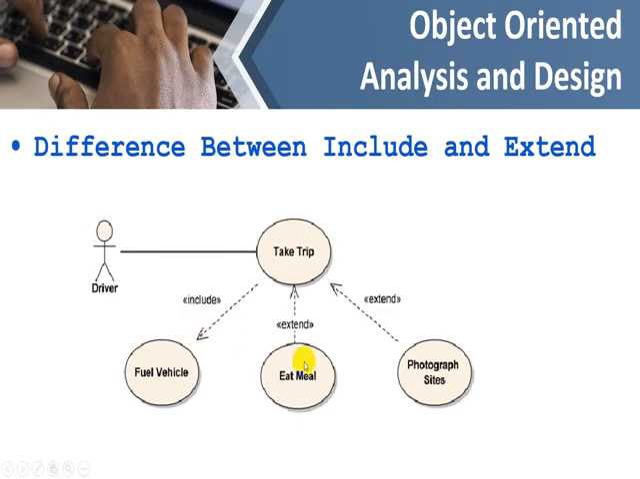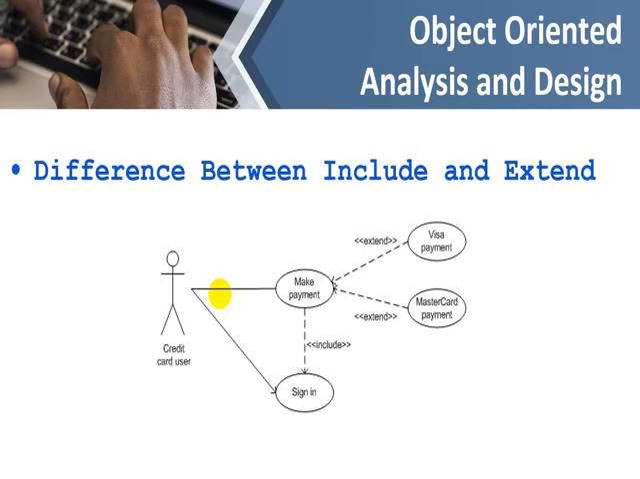But yes, there is another thing. Eat meal or he photographs the sites, he takes snaps. So these two things are optional. These are not a must to take that trip. Maybe he eats a meal or maybe he does not, right? So the driver takes the trip and this is extend. That means it is not compulsory for him to eat the meal. It is not compulsory for him to take the photograph. So these two are functionalities that are optional, but the fuel is required, so it is include, right? So we use the include and extend operations in this way.